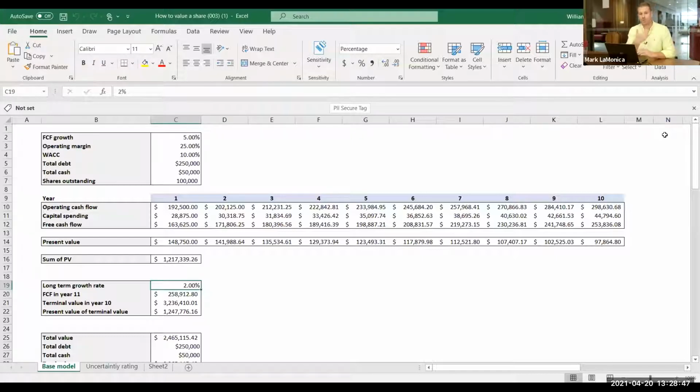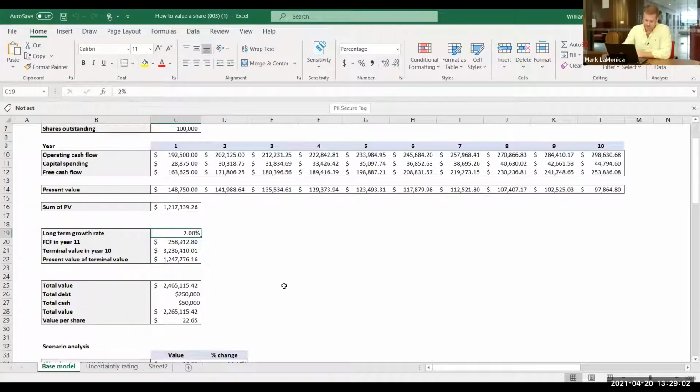A lot of people will pick a GDP estimate, so how much we think the overall economy will grow, thinking maybe this company can just grow with the overall economy. It's not growing faster, it's not growing slower. That's just a good average. But either way, we need a number. So I use 2%. That's what we think is going to grow on average every year after that.